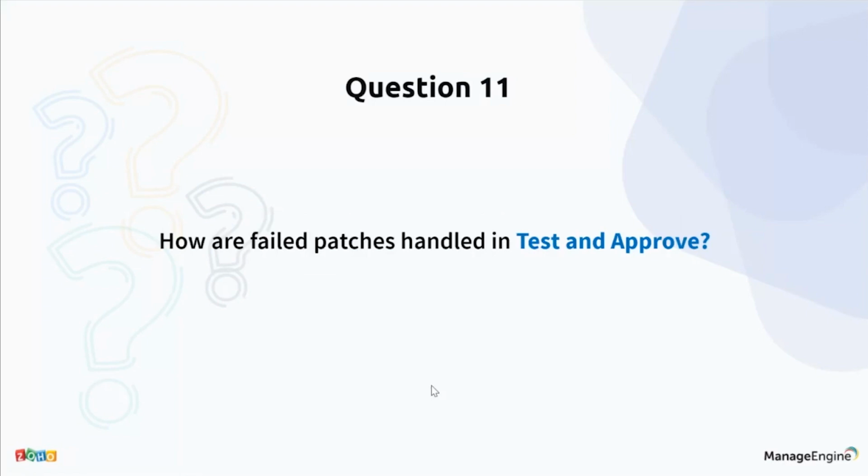Moving on to our next question. How are failed patches handled in test and approve? The patches that fail even in one of the test machines will not be approved. The reason for the patch failure will be stated in the deployment status. You can qualify this reason and choose to either decline this patch or mitigate the cause of failure and test it again.